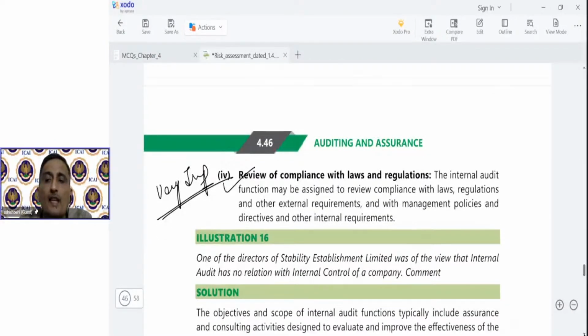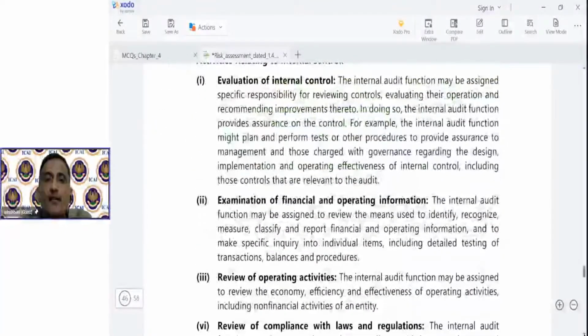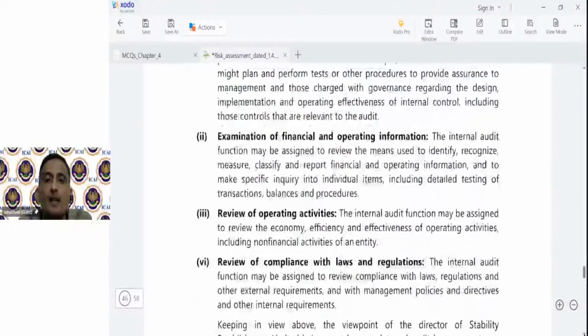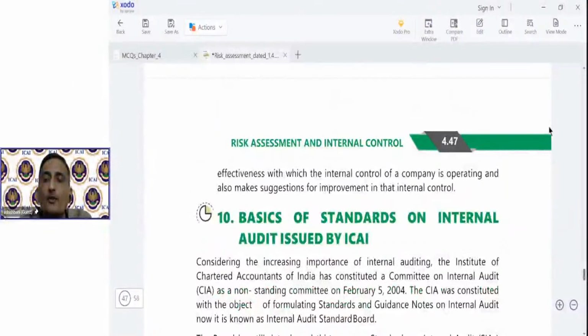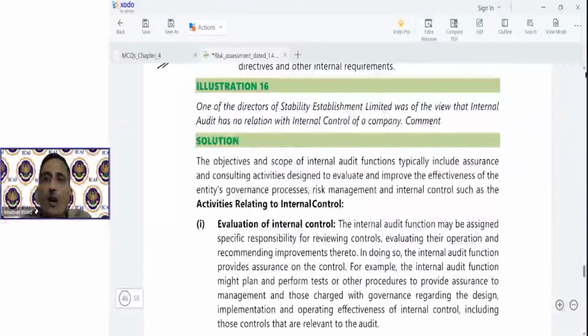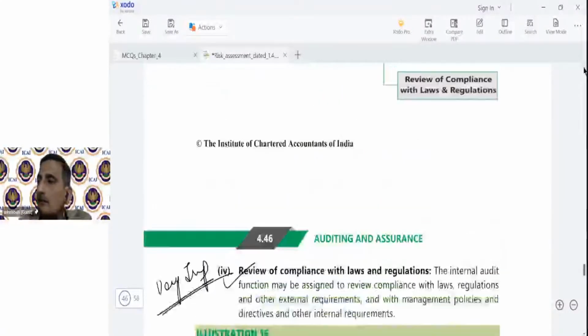So clear, students, the scope and function of internal auditor is clear to you. As I told you, students, all these functions of the internal auditor flow from its definition. Isn't it?